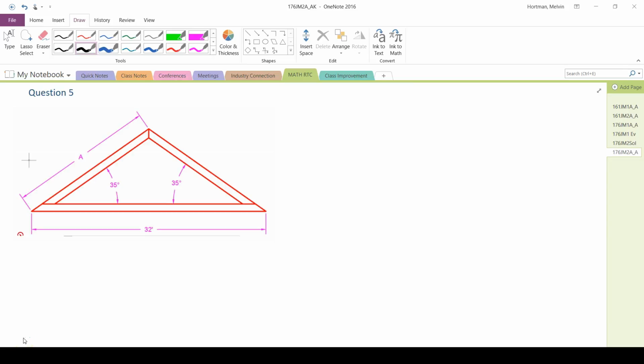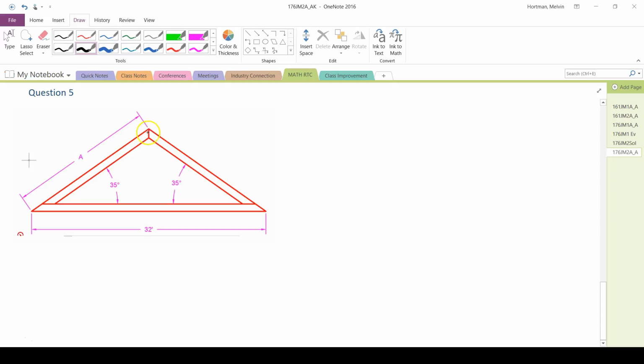For question 5, the answer is not as obvious because we're given a triangle. We can see a triangle here, but it's not a right triangle. Now, here's a little trick. Knowing that these two angles are equal, that means this is what's called an isosceles triangle, which means that this side is equal to this side.